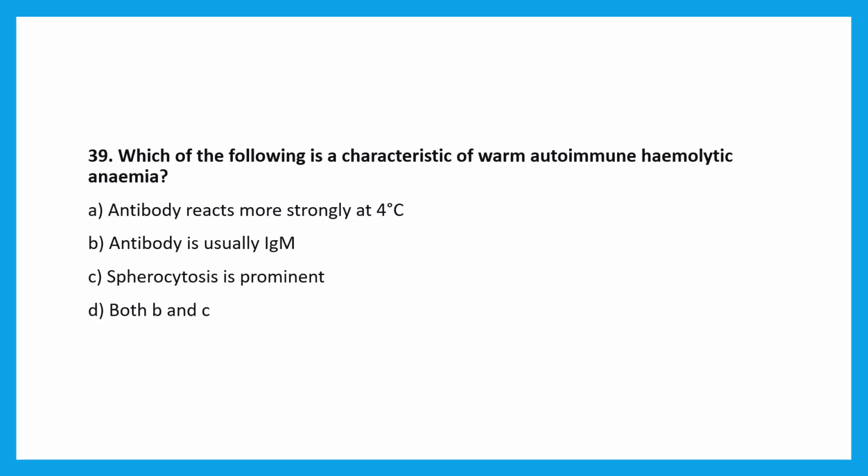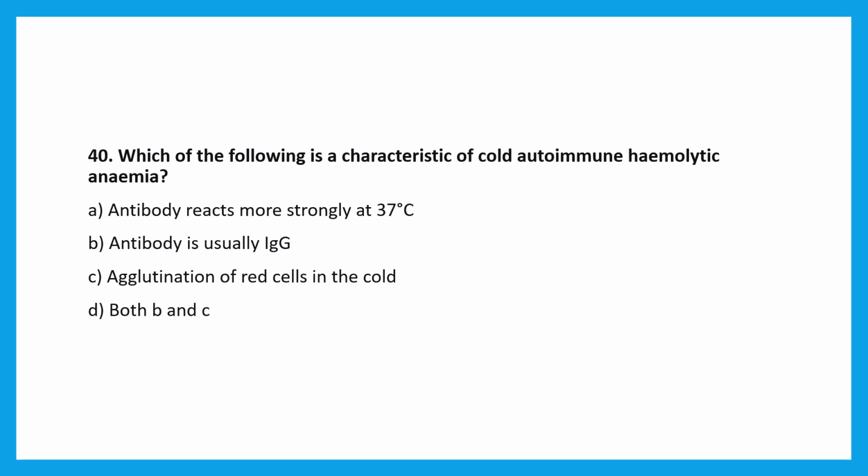Question 39. Which of the following is a characteristic of warm autoimmune hemolytic anemia? A, antibody reacts strongly at 4 degrees Celsius. This is wrong, because that antibody is usually IgM. For warm, it's IgG, and the reaction is at 37 degrees Celsius. Spherocytosis is prominent. This is correct, the answer for number 39.